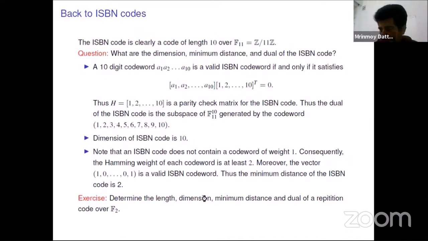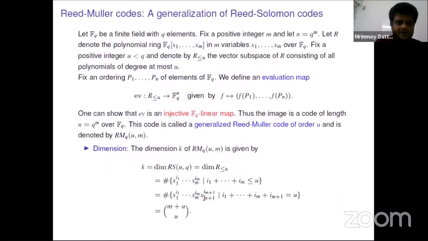So now I would like to leave it as an exercise, if you have become interested in this topic, to compute the length, dimension, minimum distance, and dual of our repetition code. So let me now invest into some more non-trivial examples.